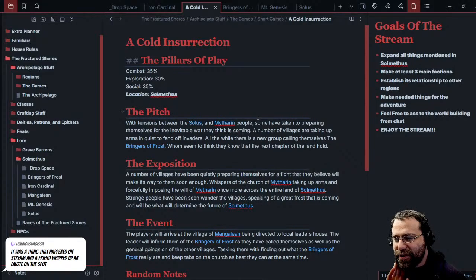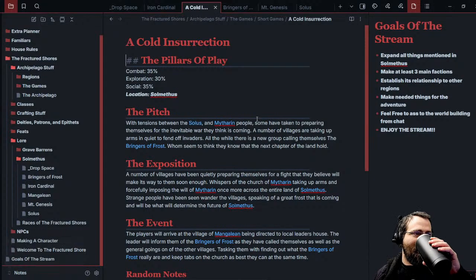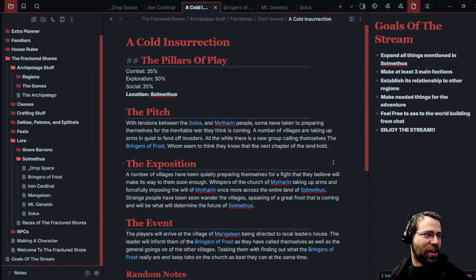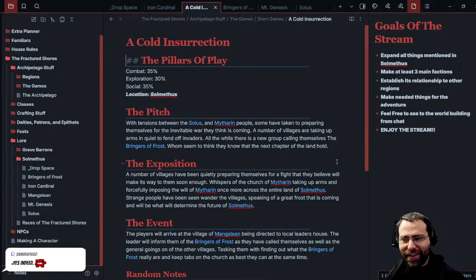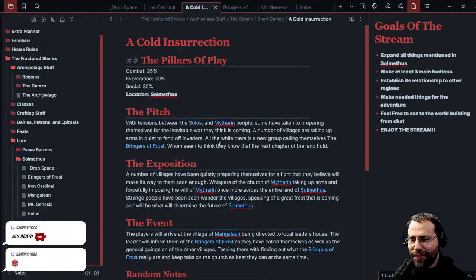it was a thing that happened on stream, and my friend whipped up an emote on the spot. Nice. I actually really need more emotes. There is one that I'm really, really glad that I made myself, and that is the chat is wrong emote. Which I don't think you even need to be subbed to have that one. I think I just have that one available in general on here. I do need more emotes, though. I'm very proud of that one, okay?